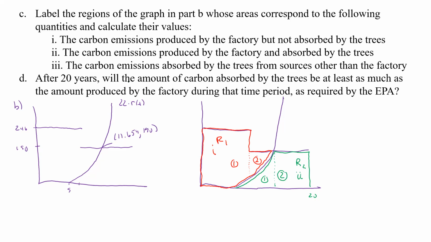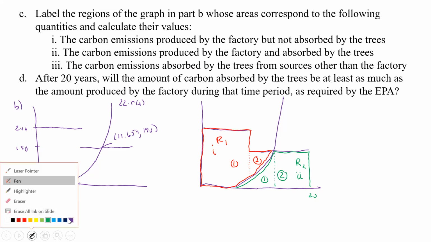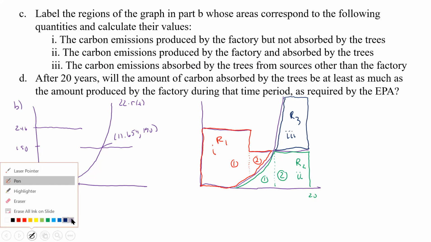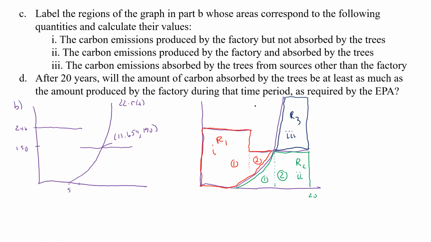Now we have region 3, the carbon absorbed by the trees from sources other than the factory. Well, let's make that one black here. It's going to be basically everything here. So this is region 3. That's going to go way up high, and so we'll have whatever's under that curve but above this curve. So take that one minus that one. All right, so I think that's all of our regions.